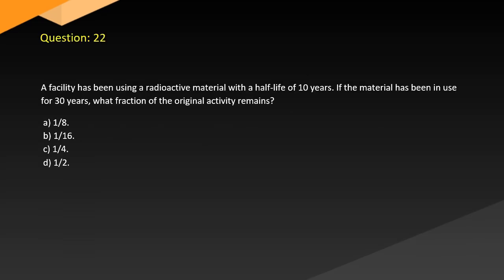Question 22. A facility has been using a radioactive material with a half-life of 10 years. If the material has been in use for 30 years, what fraction of the original activity remains? A. 1/8, B. 1/16, C. 1/4, D. 1/2.